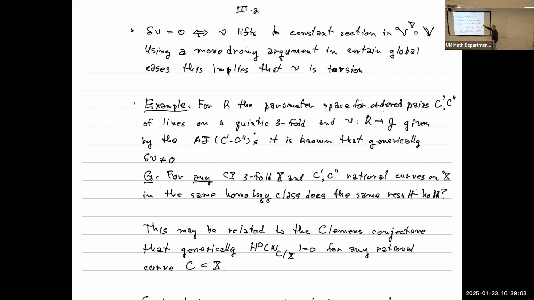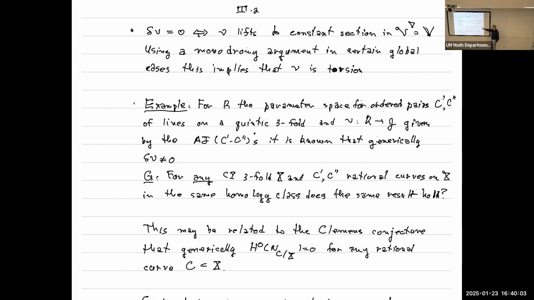So a standard example is if you take R, this parameter space of curves in a Calabi-Yau, and you take the normal function gotten by taking just the difference of 2 curves in the same homology class, then it's known that generically this infinitesimal invariant is non-zero. I don't know the original argument, but it appears sort of scattered in the literature. This is for the quintic, and the rational curves you take are the lines on the quintic. So that's the case where you know that generically this infinitesimal invariant is non-zero.